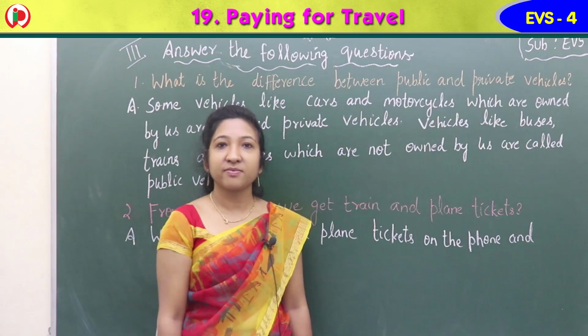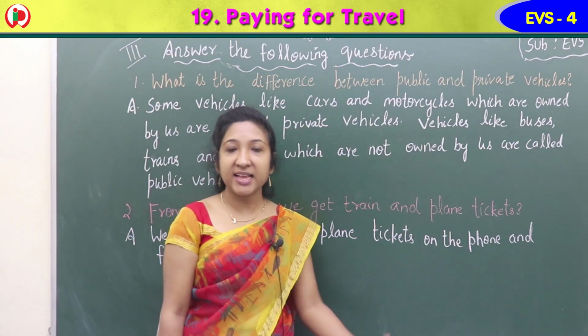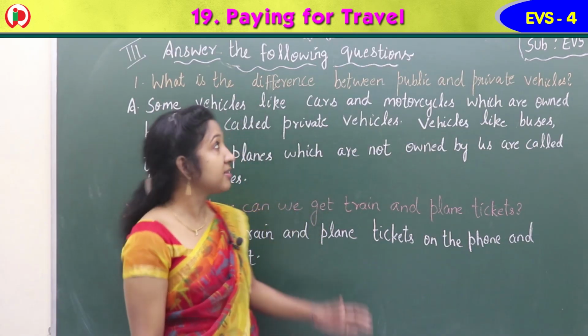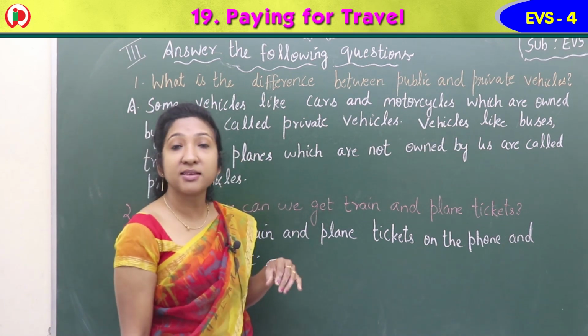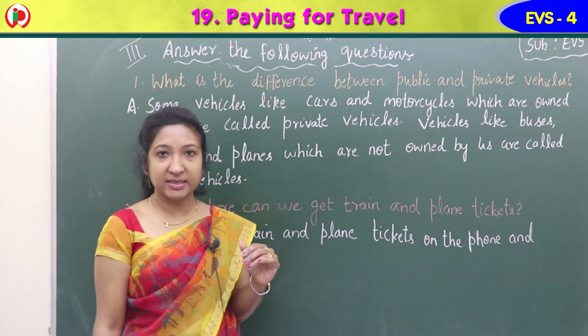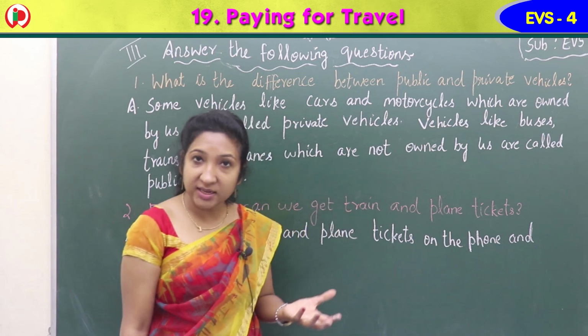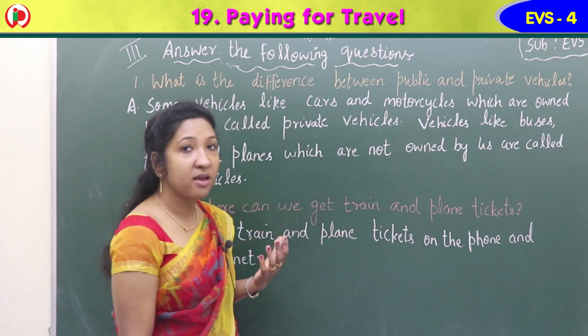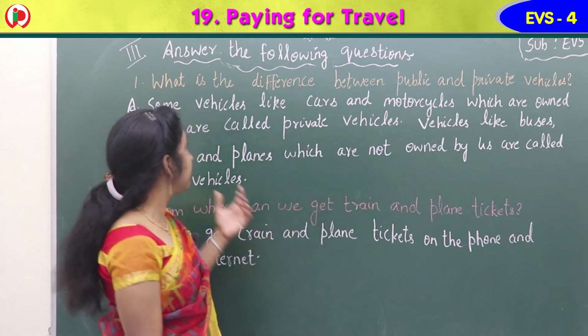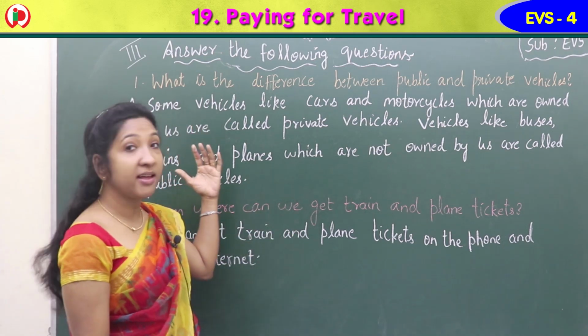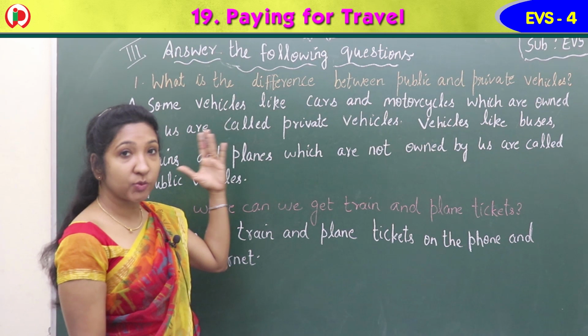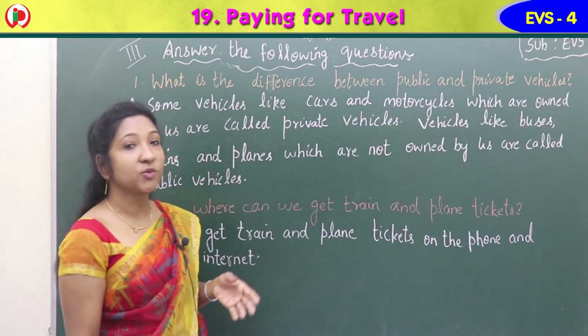Okay. Children, so our next exercise in the workbook is exercise 3. Answer the following questions. So let's see the questions given, read the questions, then answer them. Okay. So our first question is, what is the difference between public and private vehicles?